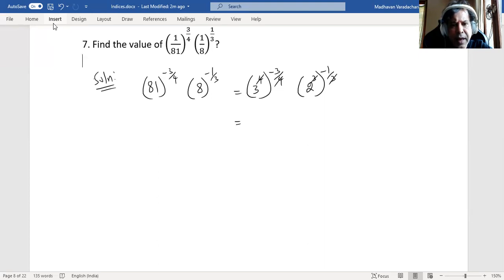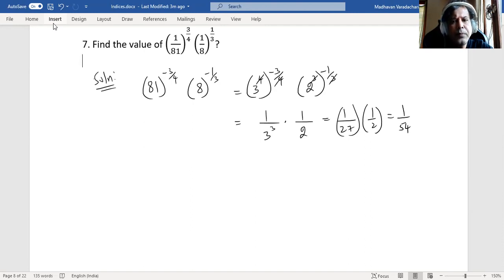3 to the power of minus 3, I can write it as 1 by 3 cube. This is 2 to the power of minus 1, which can be written as 1 by 2. So this will become 1 by 3 into 3 into 3, that is 27. This is by 2, that means the result is 1 by 54.